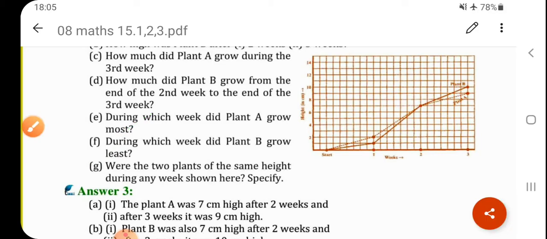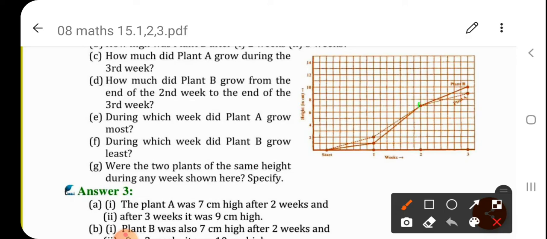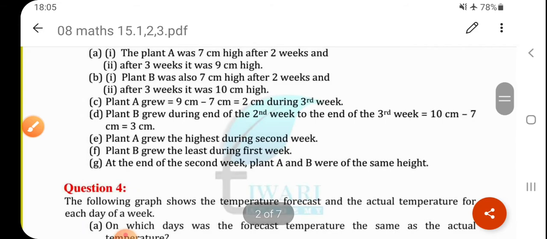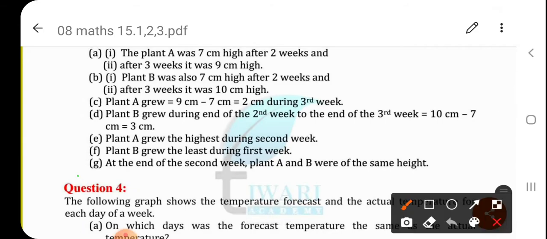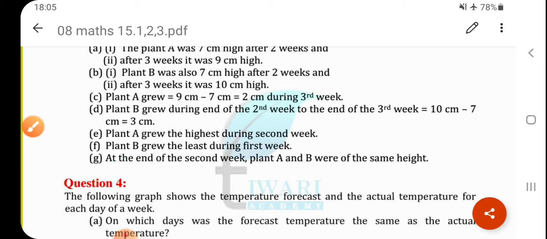Last question, were the two plants of the same height during any week shown here? Specify. Same height during the time. So here is the meeting point given for both plants. So it's during the second week. In short, we can say at the end of the second week, not during the second week, plant A and B were at the same height.